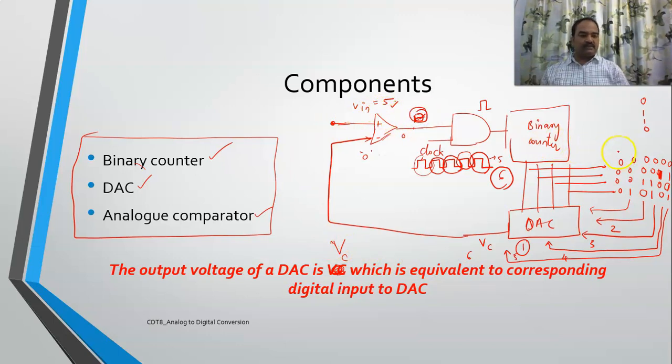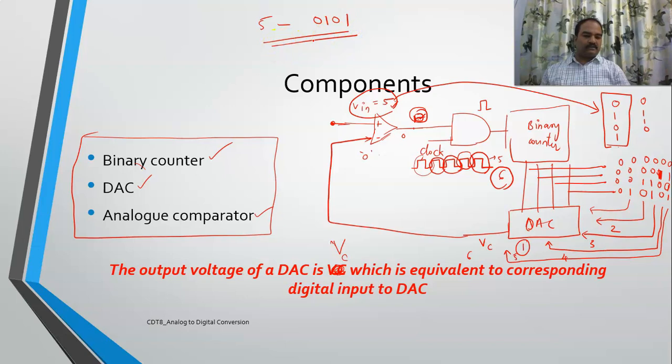Okay, so this is here. Whatever the last one was there, 0, 1, 0, 1, this will be a digital output. See, for an input of 5, what you have obtained now? 0, 1, 0, 1. Right? This is the operation of this counter type.